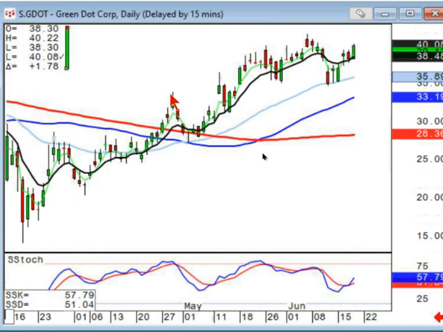G dot, just stay long, as long as it stays above the T line. And we did Seal, right? And we did TBIO.